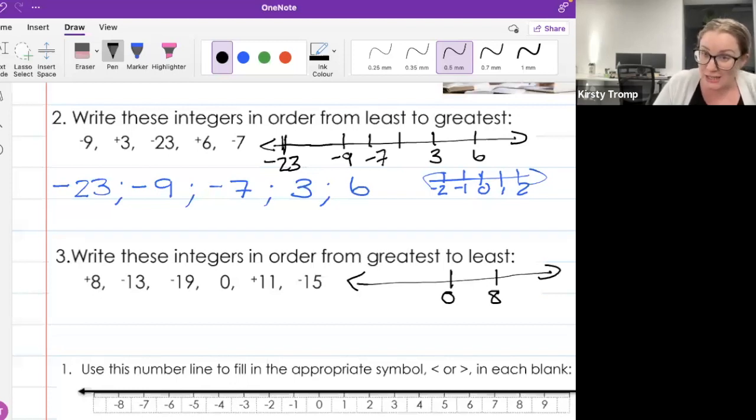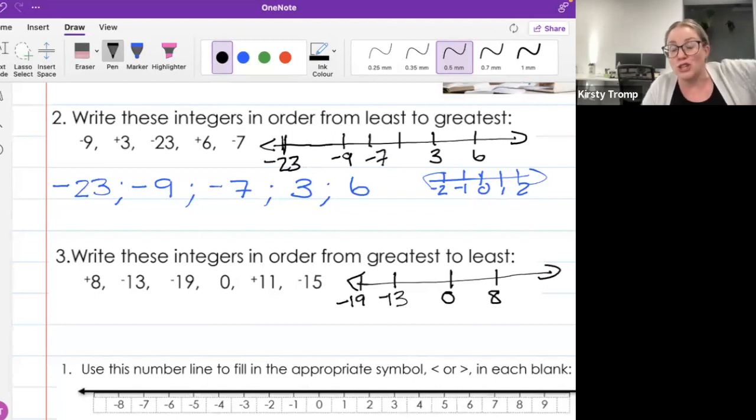I know negative 13 is going to be on the left. So on the left, I'm going to put negative 13. My next number is negative 19. Remember when we were practicing number lines earlier on? Where will we find negative 19? We'll find negative 19 to the left of negative 13, because it goes 0, negative 1, negative 2, negative 3, negative 4, negative 5, negative 6, negative 7. So it goes the opposite way to the normal number line.